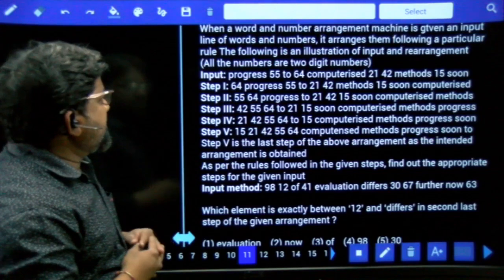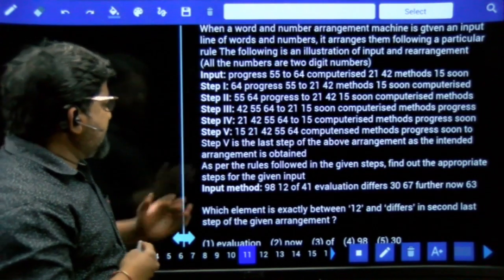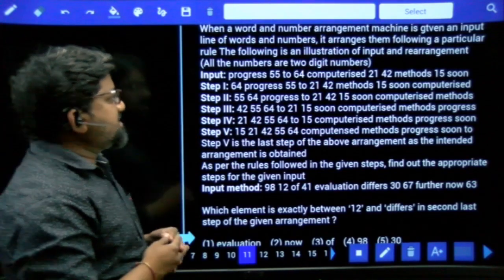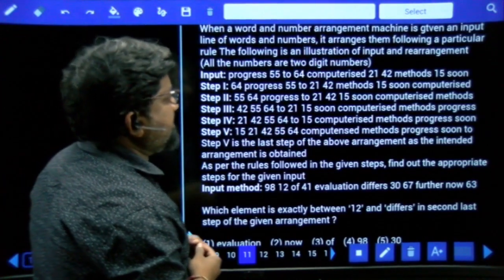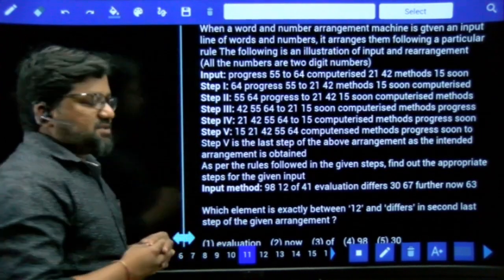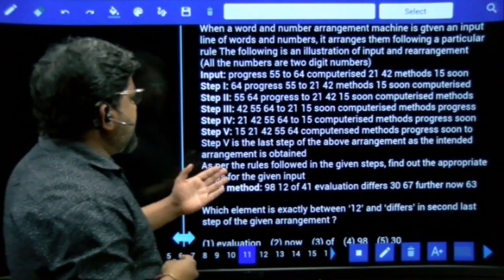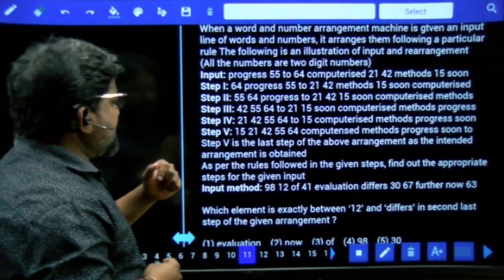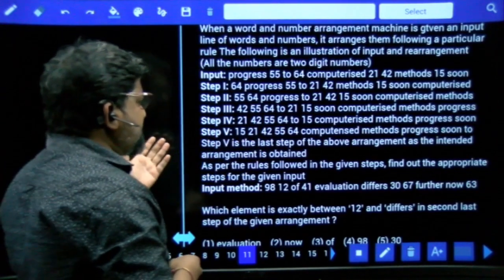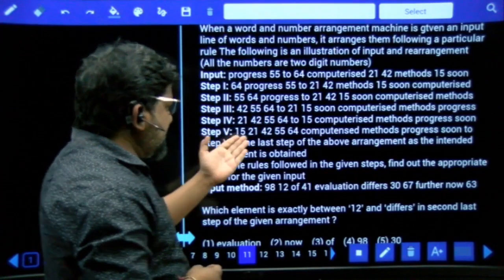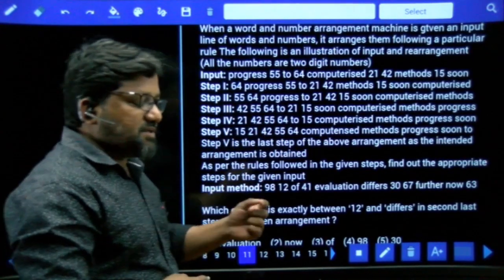Yes, what's the logic here? Input, we see the input and immediately we'll go to the output. Input, how many elements are there? 1 2 3 4 5 6 7 8 9 10 elements, among which 5 are numbers and 5 are words. So friends, when I see the output, step 5 is the last step. I see all the 5 numbers in one place and all the words in the other place. When I look at the numbers, numbers are clearly arranged in ascending order, small number to the bigger number.